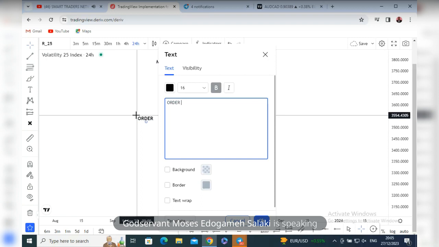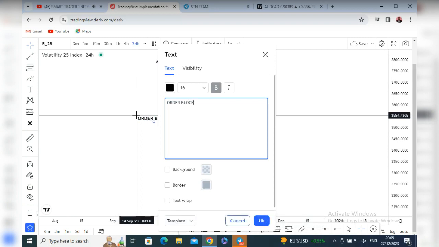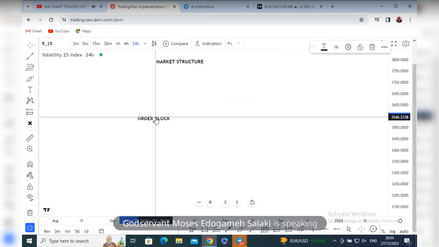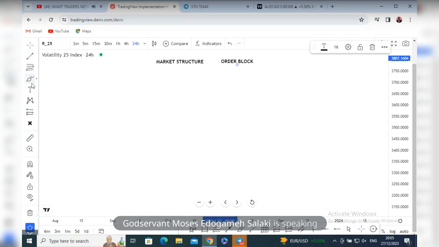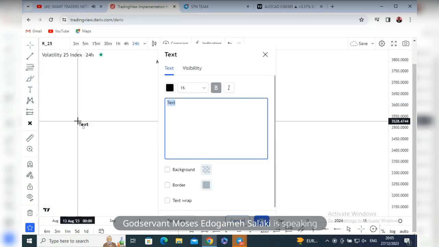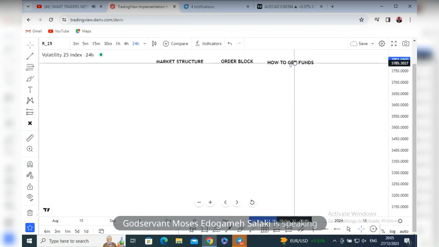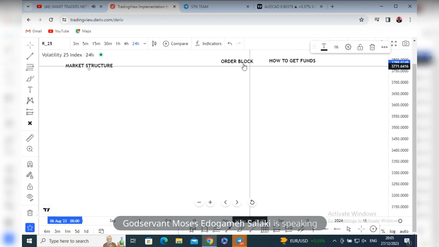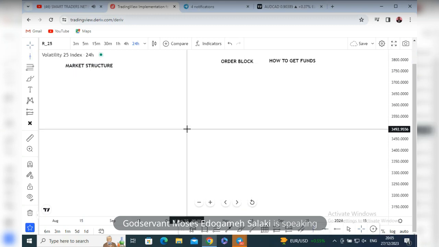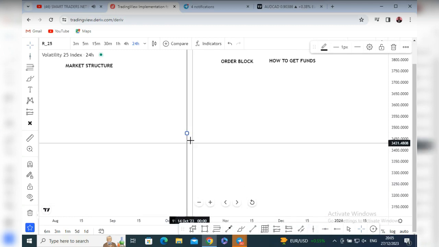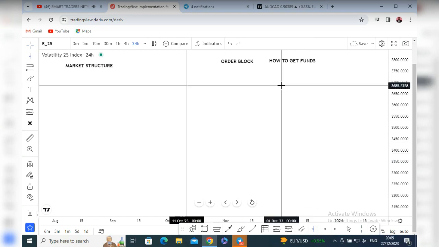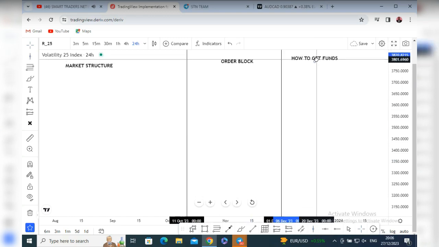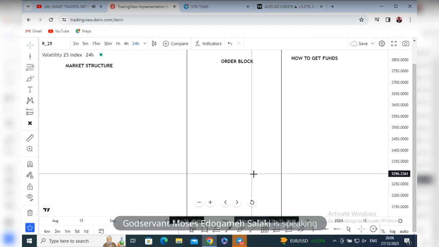Then I'm going to be talking about order block, and the third thing will be how to get funds. These are the three things I want to talk about tonight. First, I'll speak about market structure, then order block, then how to get funds. So let's start by talking about market structure.